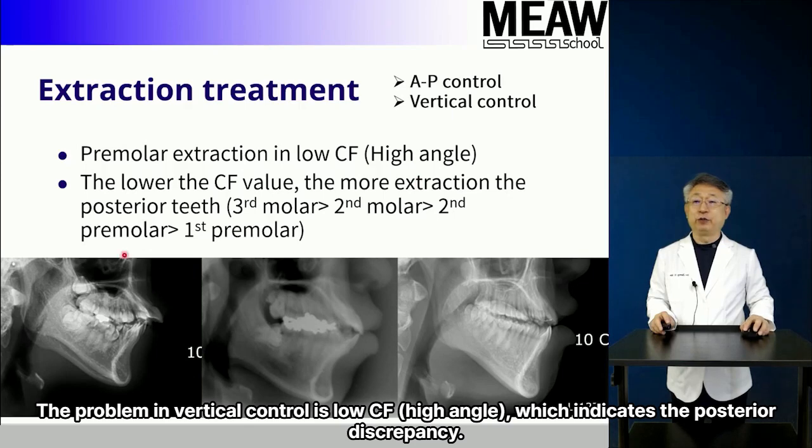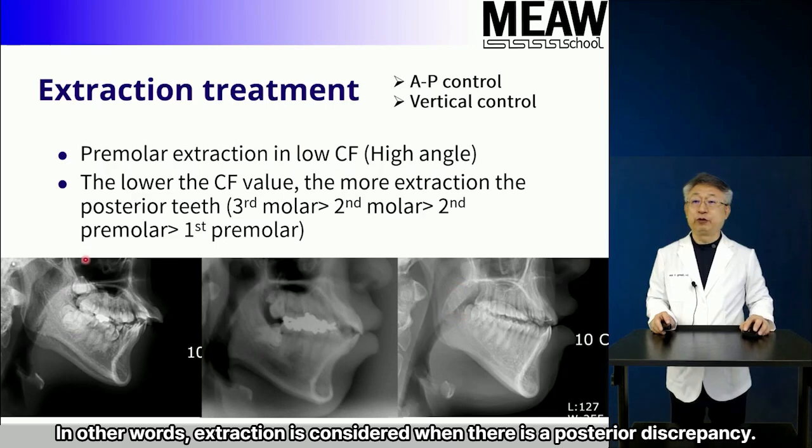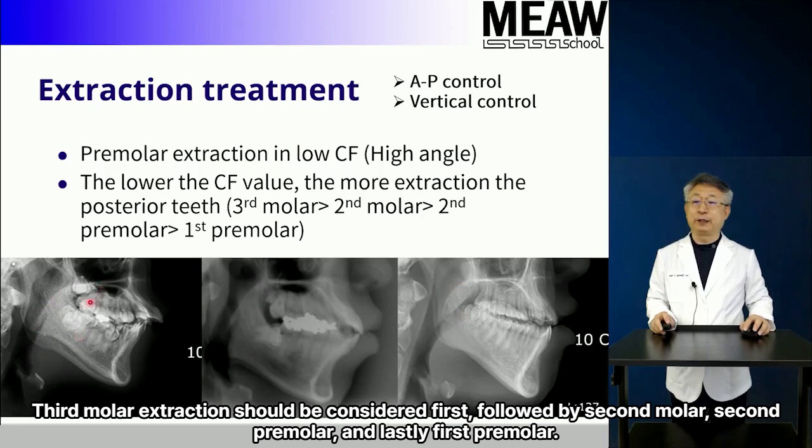The problem in vertical control is low CF, high angle, which indicates the posterior discrepancy. In other words, extraction is considered when there is a posterior discrepancy. Third molar extraction should be considered first, followed by second molar, second premolar, and lastly first premolar.